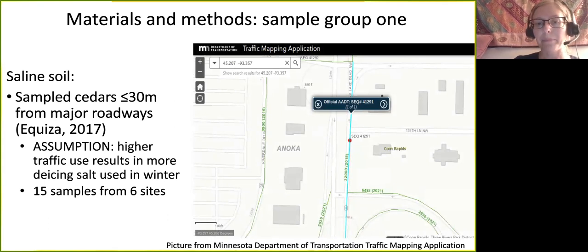And here's a map from the Minnesota Department of Transportation. They have a traffic mapping application. This was a sample I took on Round Lake Boulevard, and this application was just really helpful because I could go on here and then look at more information to see how much traffic was actually going on this roadway.